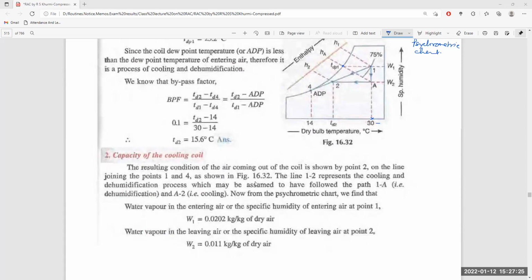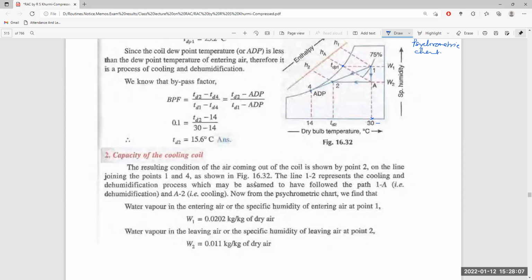Here is the apparatus dew point temperature. Join point 1 and 4. At the apparatus dew point temperature, if we make a tangent from here to here, it will intersect at point 2. The line 1 to 2 represents the cooling and humidification process, which is assumed to follow the line 1 to A and A to 2. Part 1 to A is humidification, A to 2 is cooling.